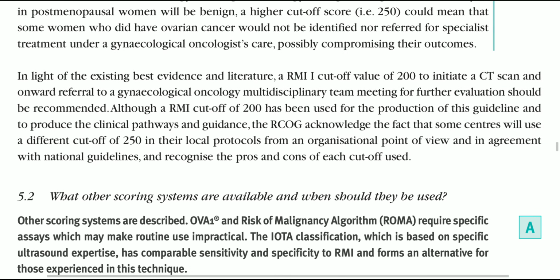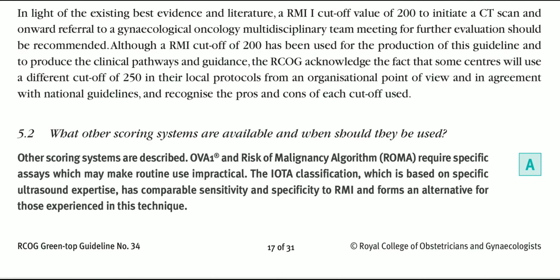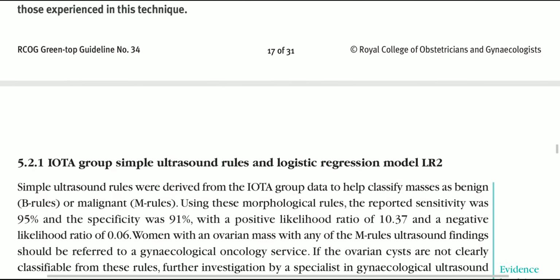Now coming to the other point: what other scoring systems are available and when should they be used? Other scoring systems have been described, which include OVA1 and ROMA. ROMA is the risk of malignancy algorithm. Okay, they may require specific assays which may make routine use impractical. The IOTA classification, which is based on specific ultrasound expertise, has comparable sensitivity and specificity to RMI and forms an alternative for those experienced in this technique.